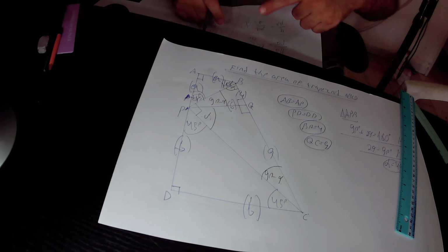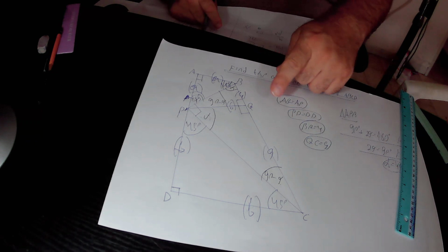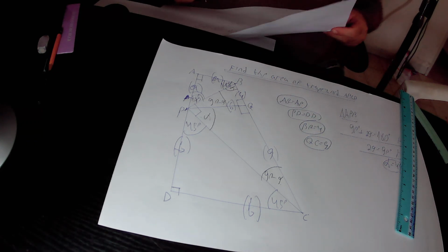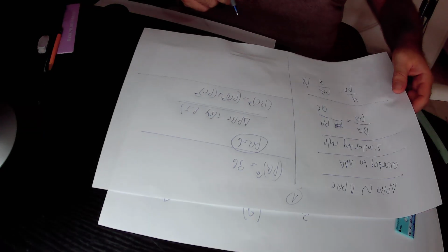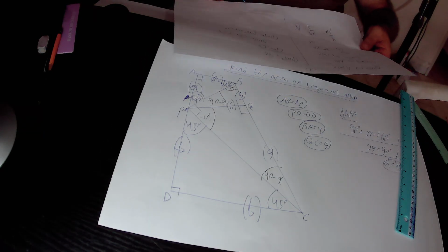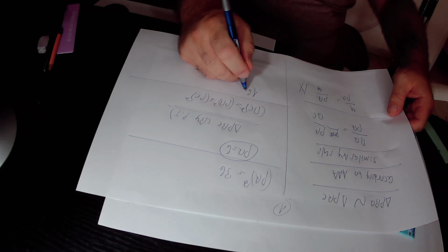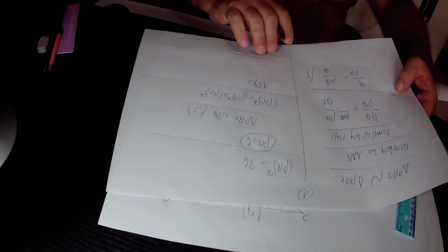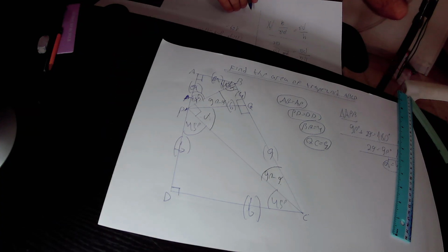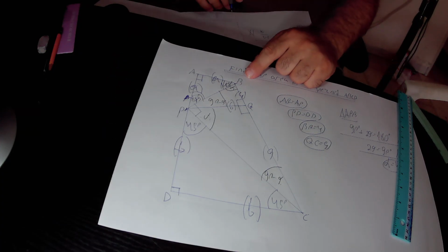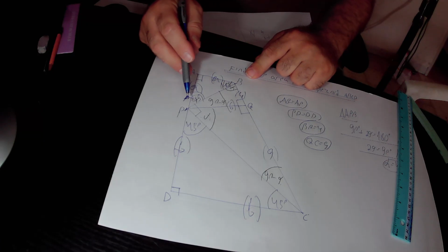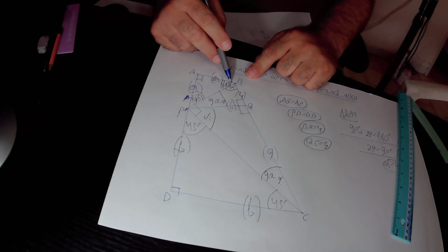What is the length of BC? BC in total equals 4 plus 9, that is 13. BC is 13, therefore BC squared is 13 squared, that is 169, and it equals PB squared plus PC squared. What is the value of PB squared?